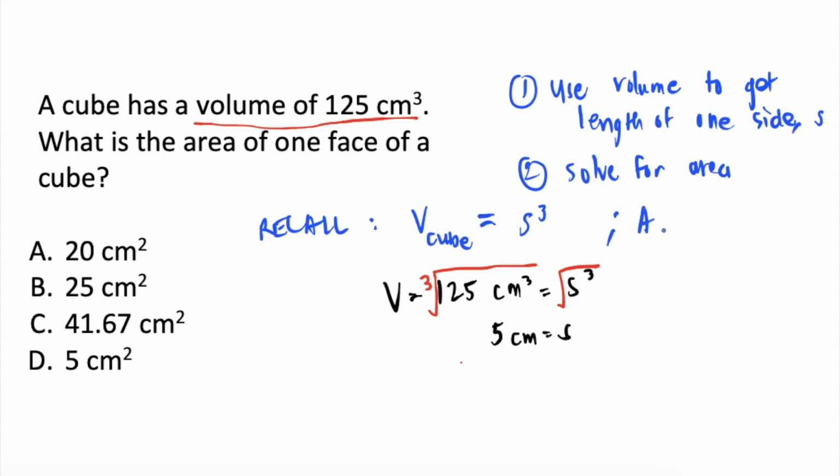Ang formula naman for solving the area of a square is area is equal to S squared. 5 squared is equal to 25. Our final answer is 25 centimeters squared.